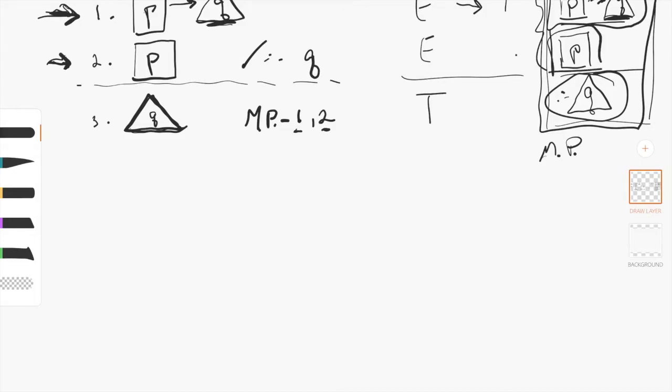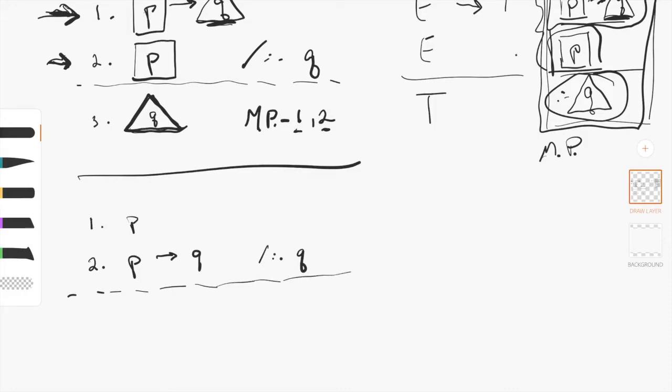Okay? Now, what if our original argument had a different order? So, for instance, what if we are looking at this argument? Line 1 is just P, line 2 is P implies Q, and the proposition we want to prove is Q. Okay, so again, that's the setup of the argument.